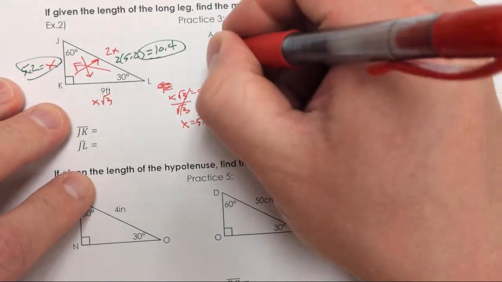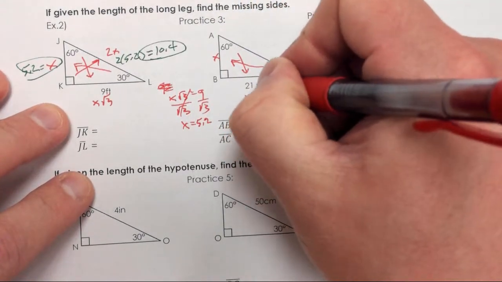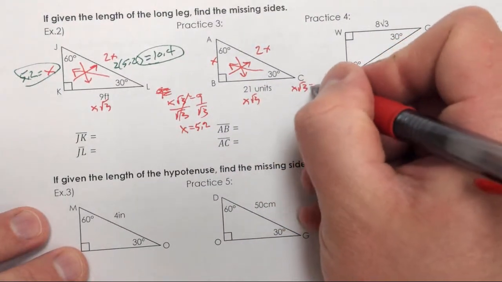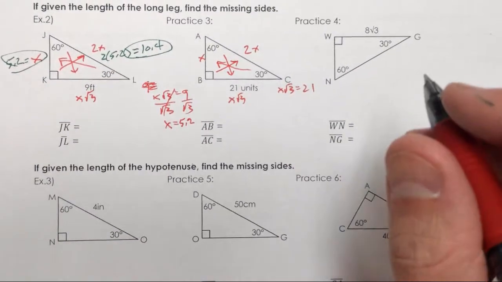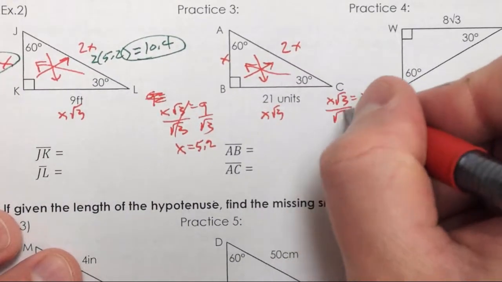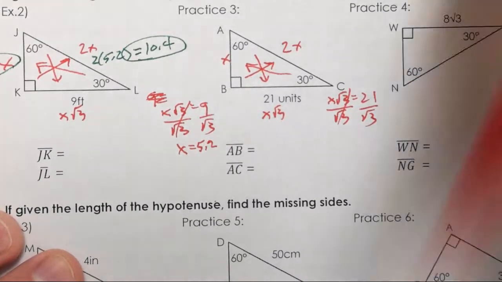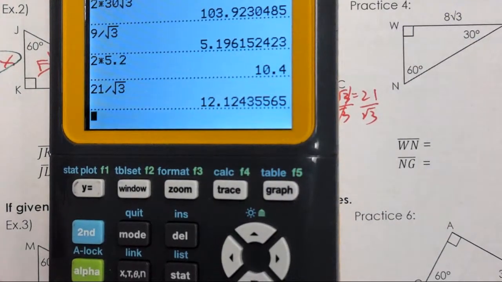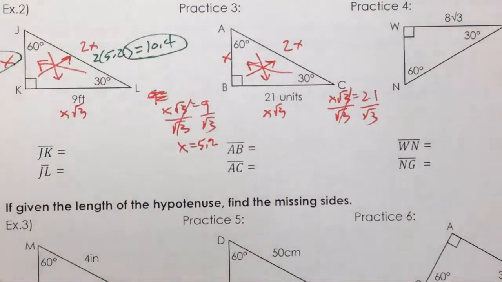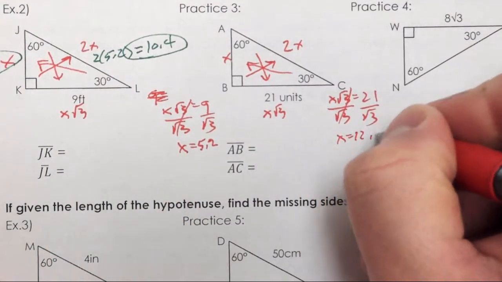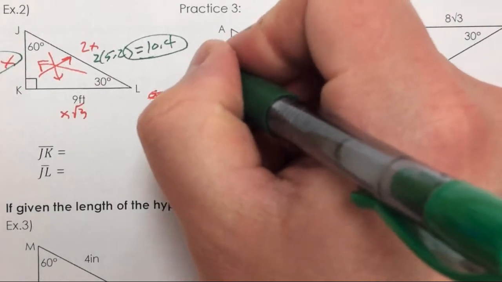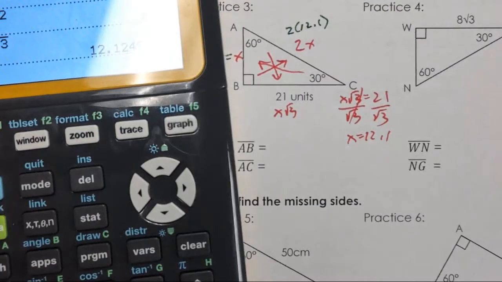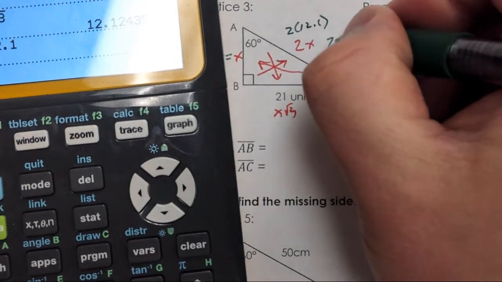Opposite the 30, we label x. Opposite the 60 is my x square root 3. Opposite the 90 is my 2x. So I have x square root 3 equals 21. To get x by itself, we divide by the square root of 3. So what is 21 divided by the square root of 3? I get 12.1. So x is equal to 12.1. So that is the short leg, and I'm going to double 12.1 to get to the hypotenuse. And that's 24.2.